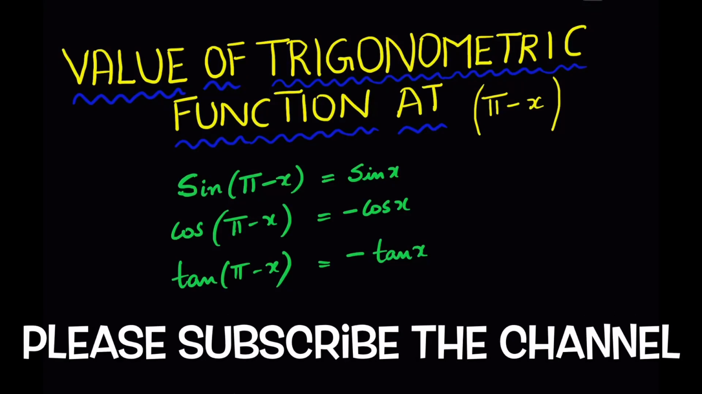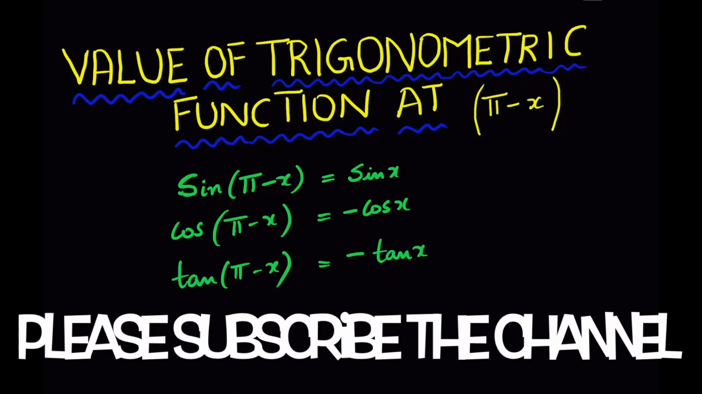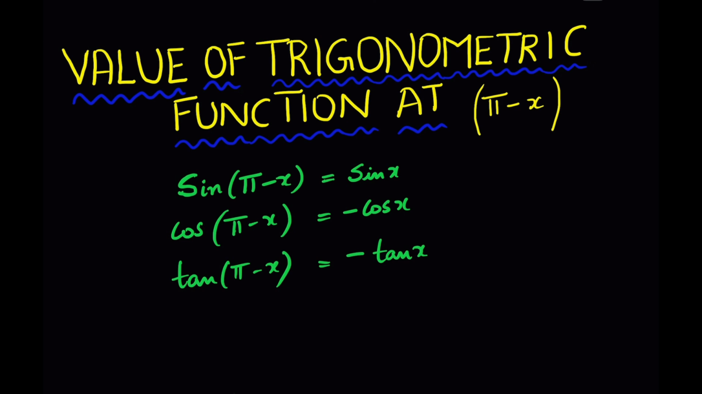In this video, let us try to understand how to find the trigonometric value of a function at pi minus x. We will understand why sine of pi minus x is sin x, cos of pi minus x is minus cos x, and tan of pi minus x is minus tan x.